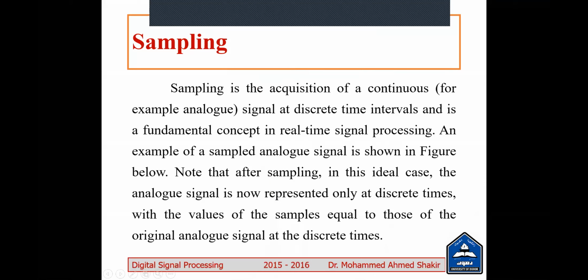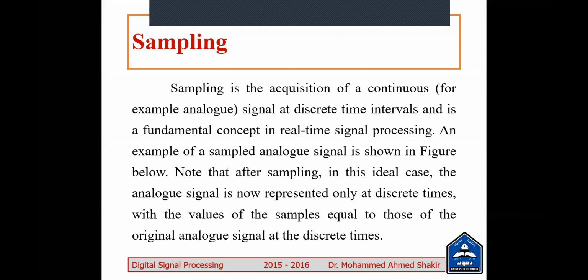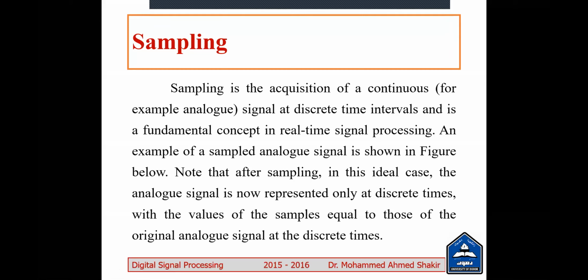Before a while, we talked about sampling. We said that the analog signal will be multiplied by comb function or passed through a switch. This switch is on and off every TS, so every TS, we are going to pick a sample from the signal. An example of a sampled analog signal is shown in the figure below. Note that after sampling, in this case, ideal case, the analog signal is now represented only at discrete times with the values of samples equal to those of the original analog signal at discrete times.